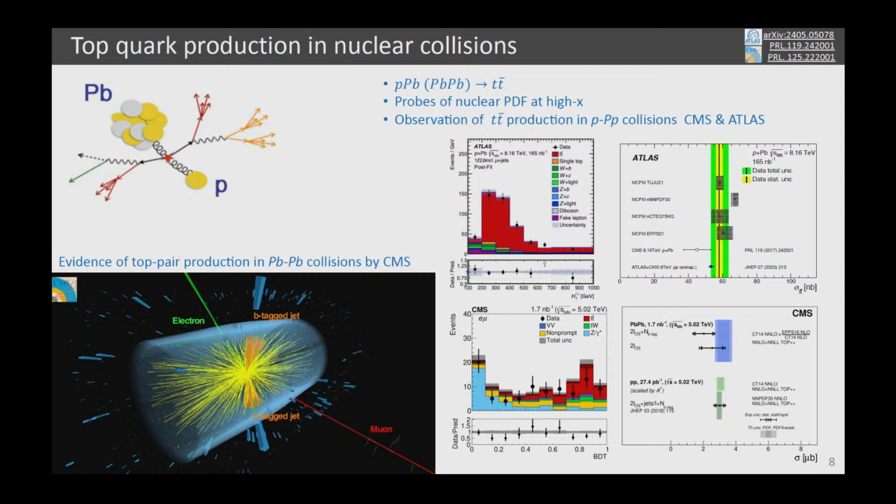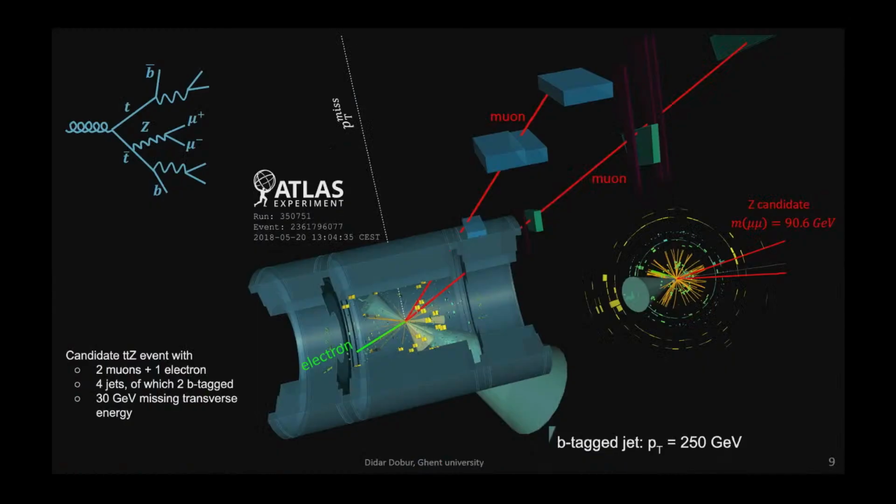Here you see a very nice event display, 2 B jets identified, electron and muon, which is a typical signature from a TT bar. And also here, measured cross-sections agree with different predictions. So this is a beautiful event display, which is a candidate for TT bar production with a Z boson, where Z decays to 2 muons, which has a mass very close to Z boson mass.